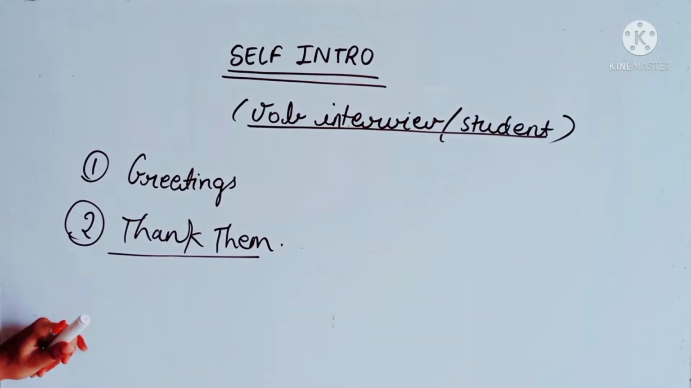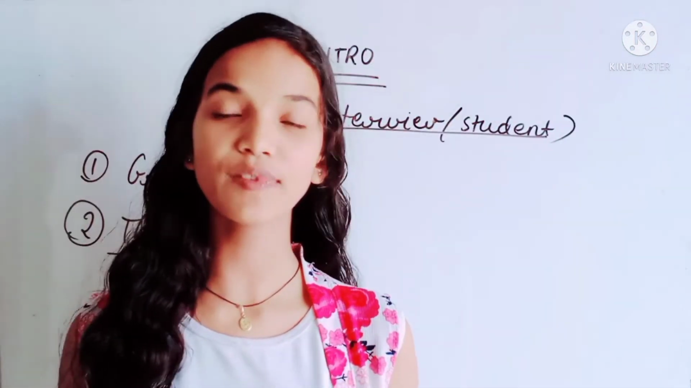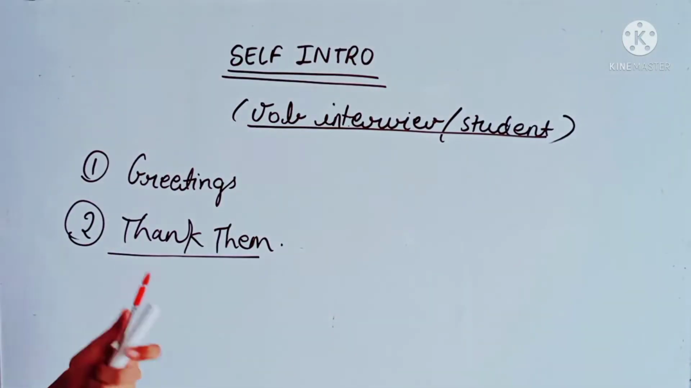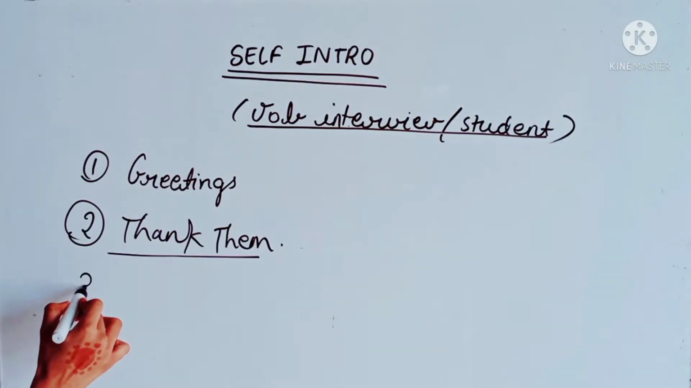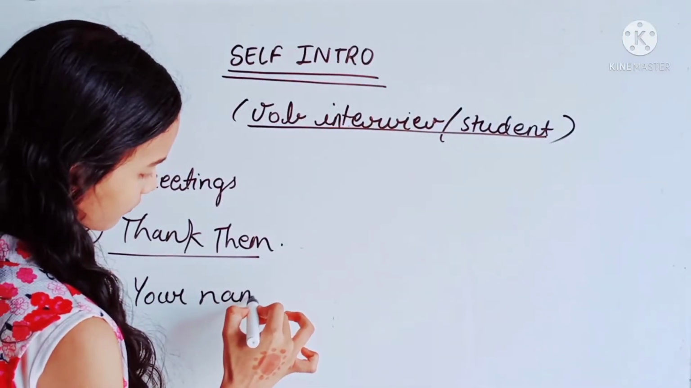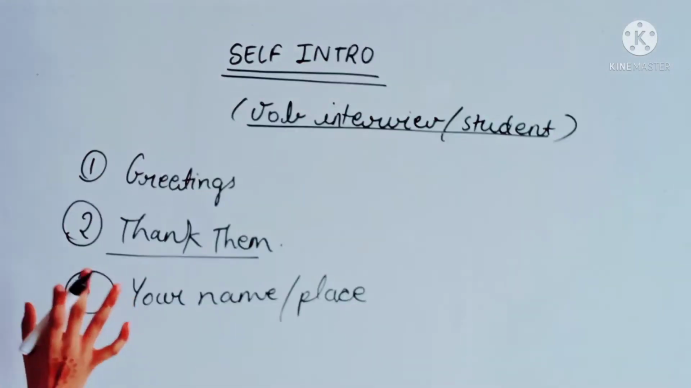I will tell you what to speak in this portion. And as a student, if your teacher is asking you to introduce yourself, then you have to thank him or her. Now the third one will be about yourself, your name and place. Name and place will be the third thing.